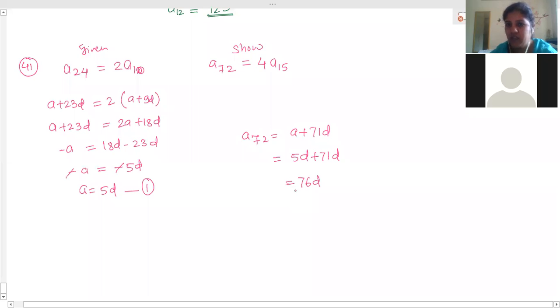Is this right? Is it clear? Yes, ma'am. Now the 15th term. That is A plus 14D. What is A? 5D plus 14D. That is equal to 19D.